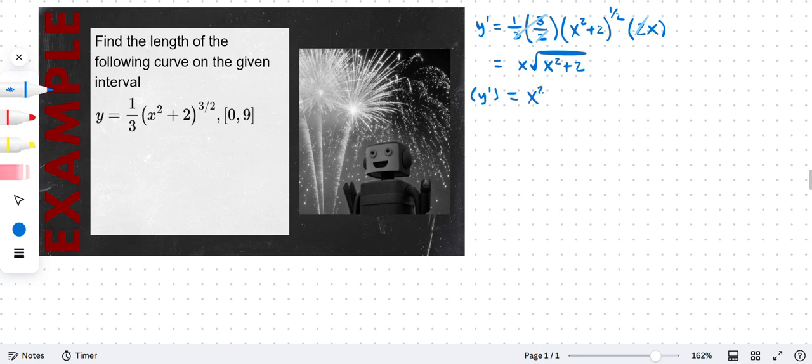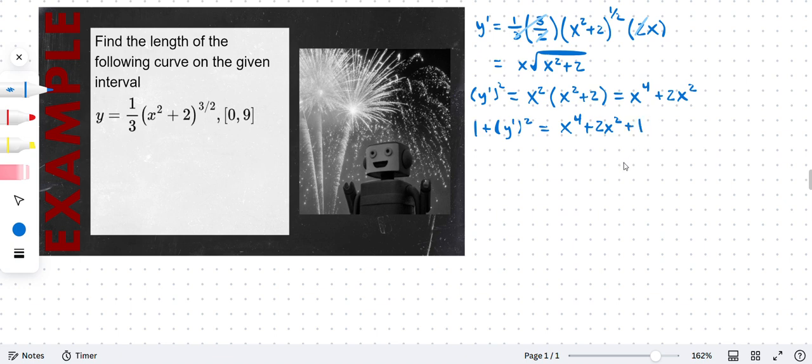So we're going to get x squared from the first part, and then the square root of x squared plus 2 squared is just going to give us x squared plus 2. And let's go ahead and distribute our x squared. So we're going to get x to the fourth plus 2x squared. All right, so we also need to add a 1 to that. I forgot to say that that was squared. So that's just a simple x to the fourth plus 2x squared plus 1.